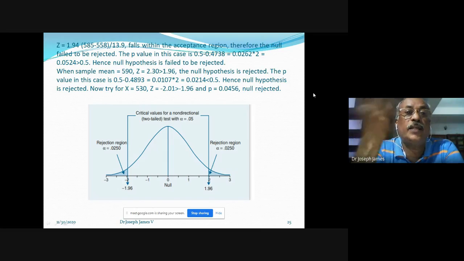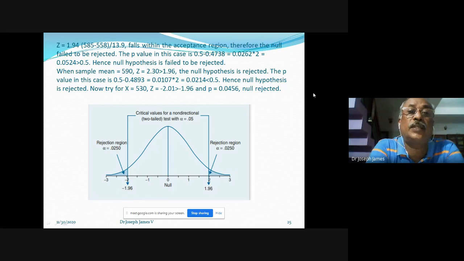If we take an alternate case, suppose we take the sample mean as 590. The Z value we get will be 2.3. 2.3 is more than 1.96 and therefore the null hypothesis is rejected. And the p value in this case is 0.0214, that is less than 0.05. It is 0.05, not 0.5. And hence the null hypothesis is rejected.